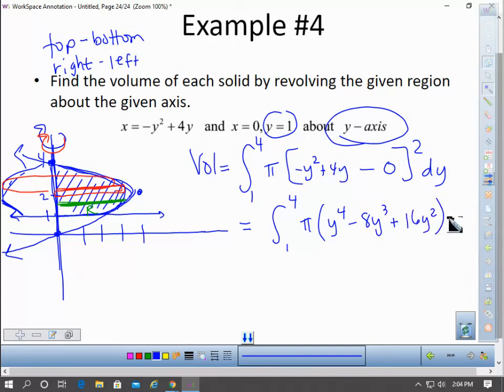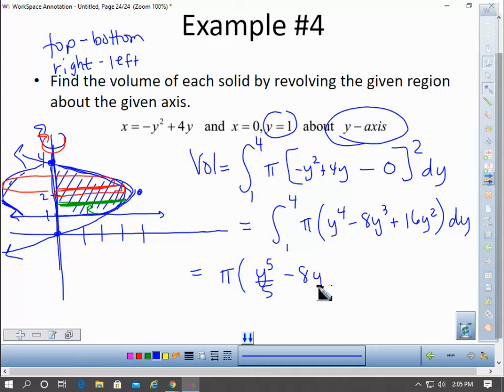So that's the same thing as doing my Pascal's triangle thing. All right, square the first term, square the last term, multiply them together and double it. All right, so now I'm going to do my antiderivative. So keep my coefficient pi. The antiderivative is y to the 5th over 5 minus 8.